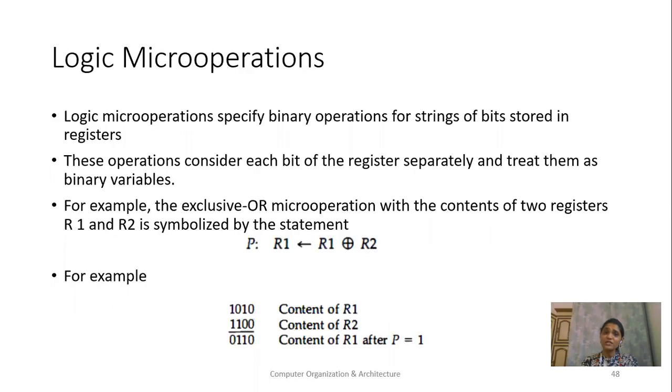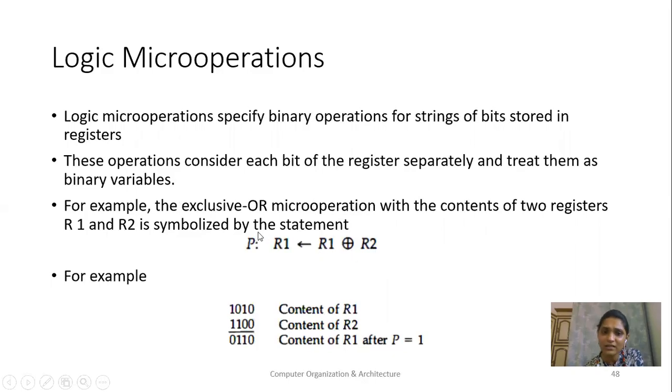Logical microoperation specifies binary operation for a string of bits stored in a register. These operations consider the bits of a register separately and treat them as individual binary variables. For example, if you want to do the XORing operation of two registers R1 and R2, you can represent it as R1 gets R1 XOR R2.